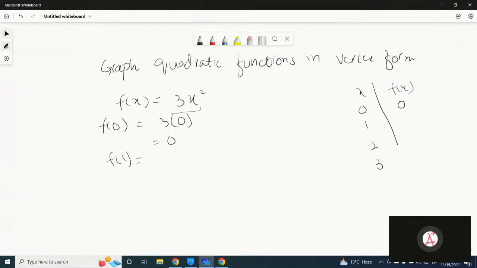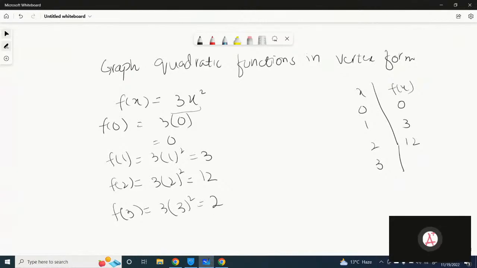Then when x is 1, it would be 3 times 1 squared. 3 times 1 is 3. It would be the point 1 and 3. When x is 2, replace the x with 2. It would be 3 times 2 squared. 2 squared is 4, times 3 is 12. So when x is 2, it would be 12. When x is 3, it would be 3 times 3 squared, and 3 squared is 9. 9 times 3 is 27. Just plot the points, and this way you can find the parabola on the graph.